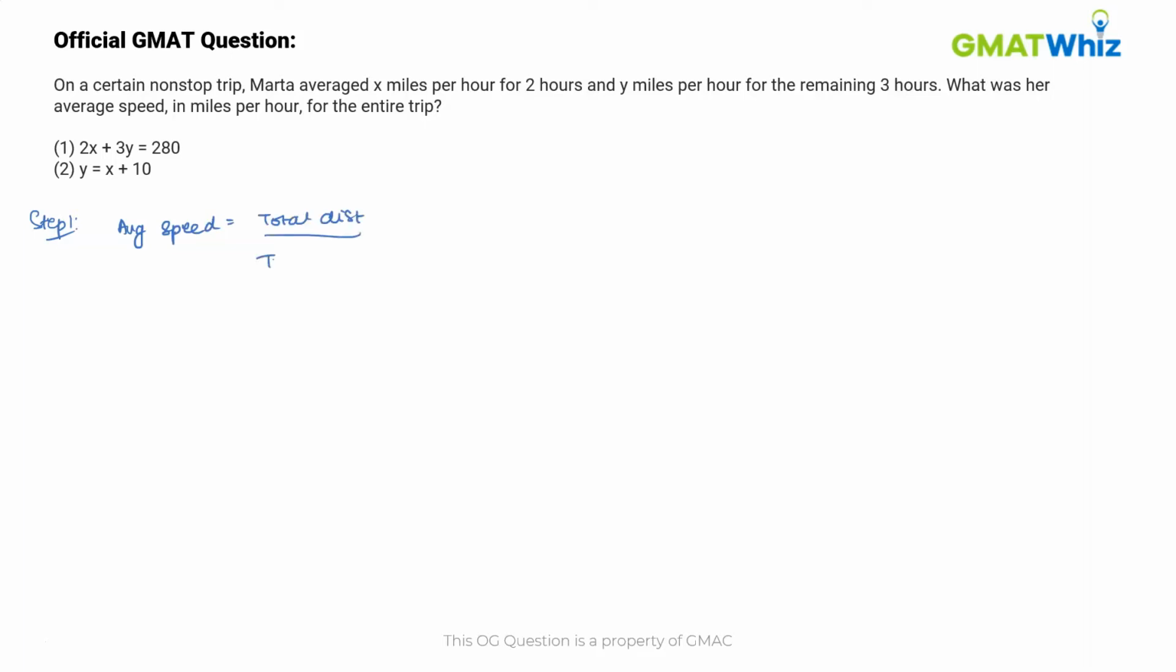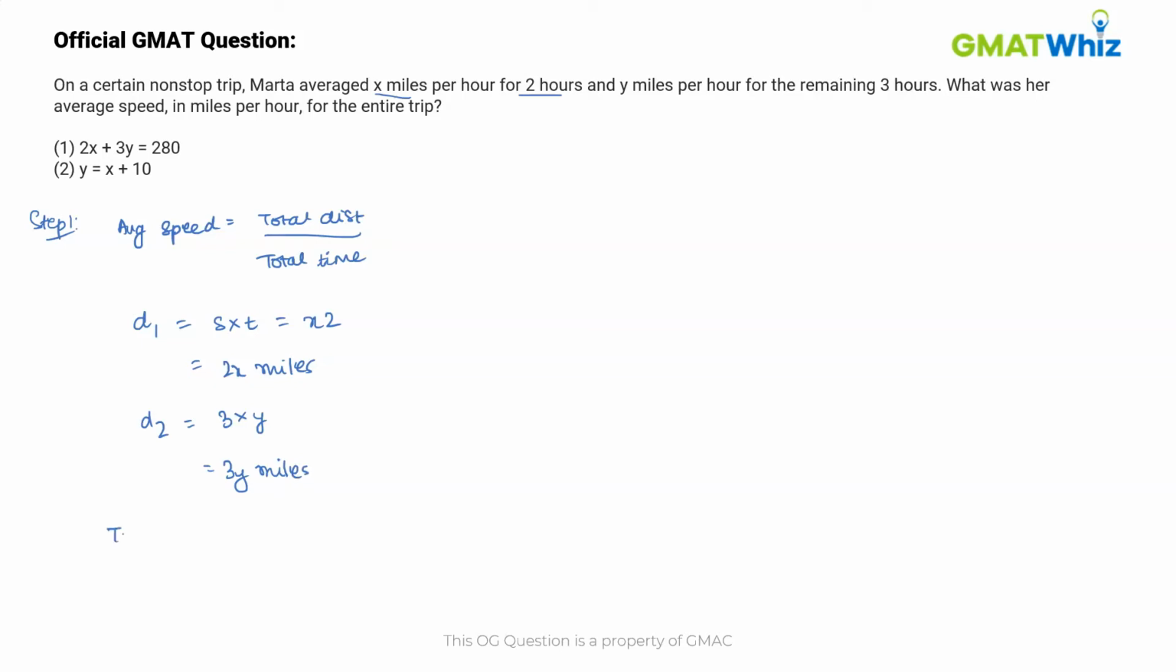divided by the total time. Now, if she averaged x miles per hour for the 2 hours, the distance she covered in the first part of the trip, let us denote that by d1, will be equal to speed times time, which is equal to x times 2. So the distance is equal to 2x miles that she covers in the first part of the trip. Similarly, the distance she covers in the second part of the trip will be equal to 3 times y, which is equal to 3y miles.